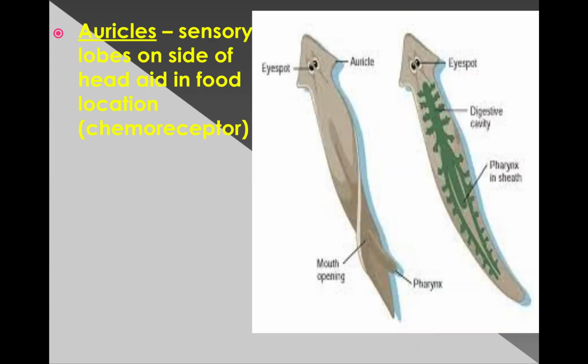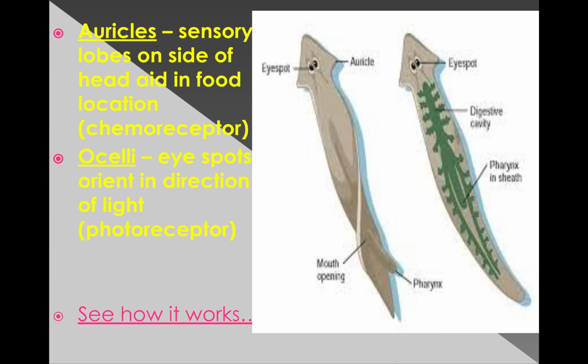All right, the last two structures are auricles and ocelli. And again, another name for an auricle is a chemoreceptor. This is on the side of their heads. They do look like little ears, but they're not using them for hearing, okay? They're helping them to taste the chemicals in the water to see where their food is.